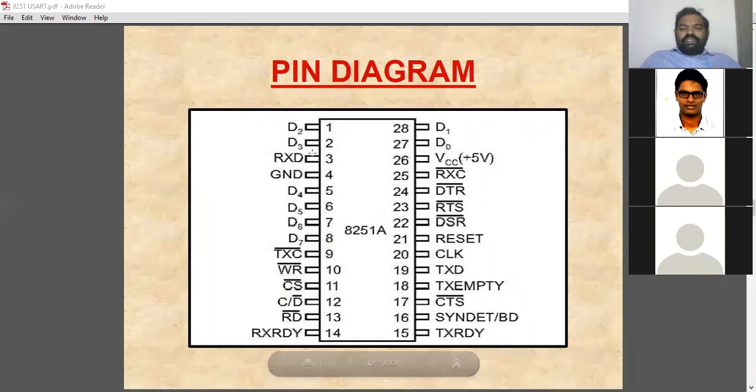After that, RxD means receive data pin. We can receive the data with the help of the RxD pin. Ground, this is connected to the ground, right? Without ground, it is not possible to run the IC. Ground and VCC are must and should, right?